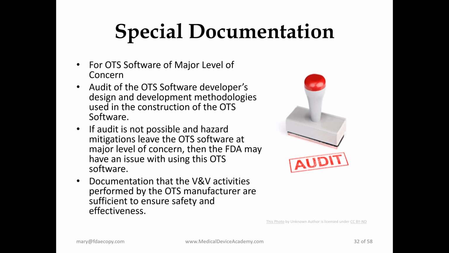So if you get to the point in development where you can't do this ahead of your 510(k) or ahead of you implementing this off-the-shelf software, then you may want to consider alternatives or make sure that there's a really good reason for why you have to use that software. Because you can expect pushback from the FDA if you're relying on major level of concern software that is beyond your control. So that's why they ask for that. And then they also want to see documentation that the verification and validation activities performed by the manufacturer are sufficient to ensure safety and effectiveness. So those are the extra elements that you need to include.